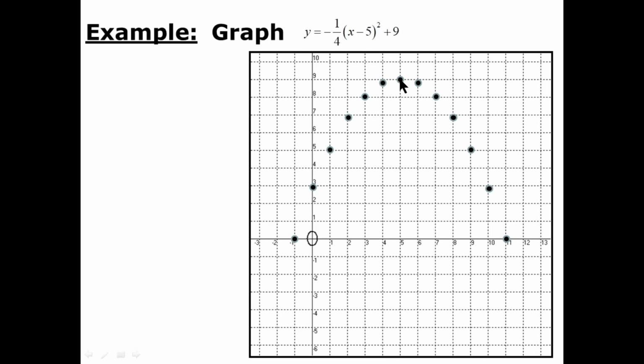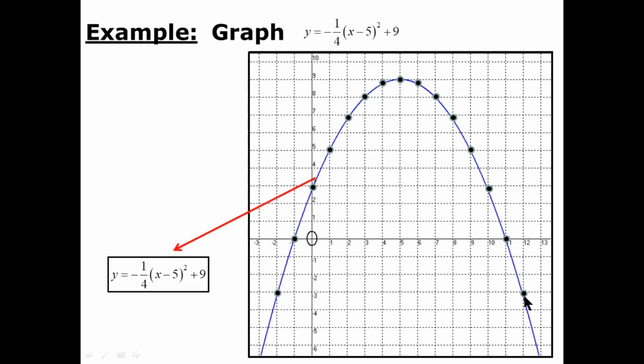Back to the vertex, over 7. 1, 2, 3, 4, 5, 6, 7. And down 7 squared, which is 49 quarters, which is going to be 12 and a quarter. 1, 2, 3, 4, 5, 6, 7, 8, 9, 10, 11, 12 and a quarter, right to there. And by symmetry, join them together, label your curve.